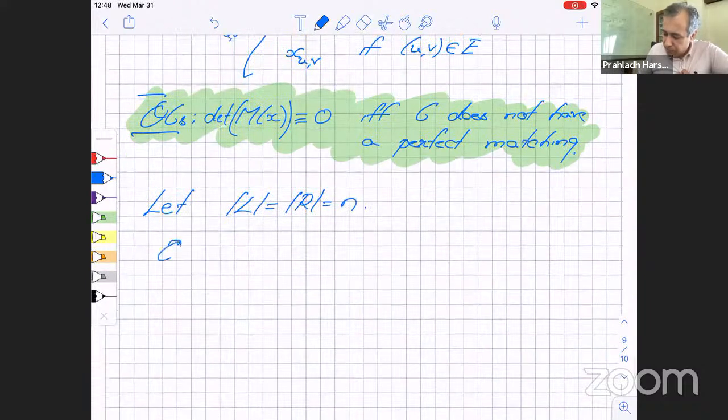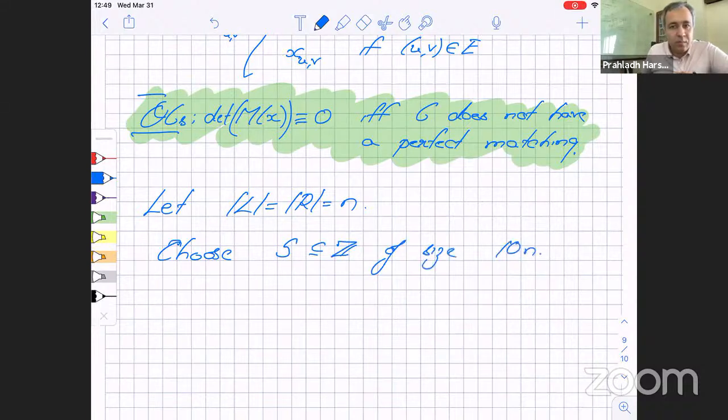Choose, say, a subset of the rationals or the integers of size, say, 10n, pick a random point in S to the power n, and compute the determinant on this. If it is non-zero, it has to be non-zero on a 9/10 fraction of the places, and it can be zero only on 1/10. This is an algorithm due to Lovász, by the way.